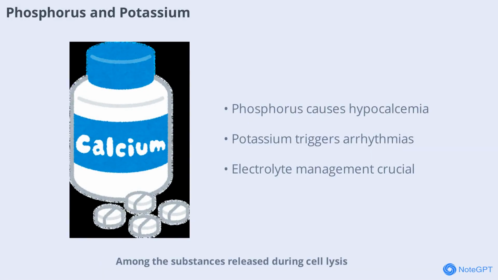Among the substances released during cell lysis, phosphorus and potassium are particularly important. High levels of phosphorus can lead to secondary hypocalcemia, while elevated potassium can cause cardiac arrhythmias. Managing these electrolyte disturbances is a top priority in patients with tumor lysis syndrome. Treatments may include medications to bind phosphate or lower potassium, as well as dietary restrictions and intravenous fluids.